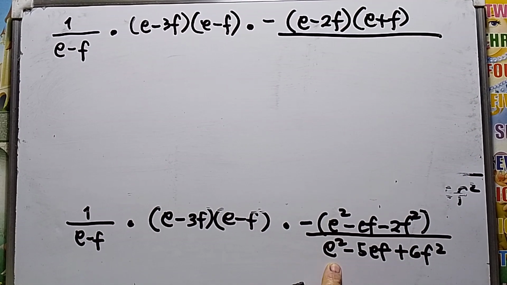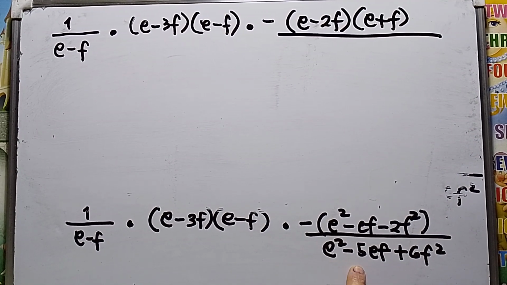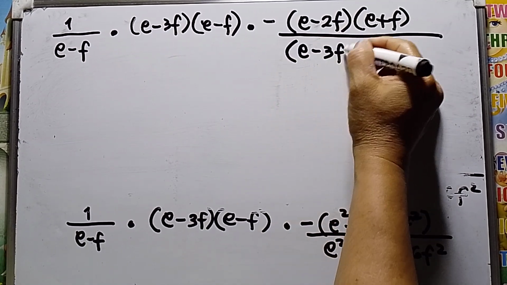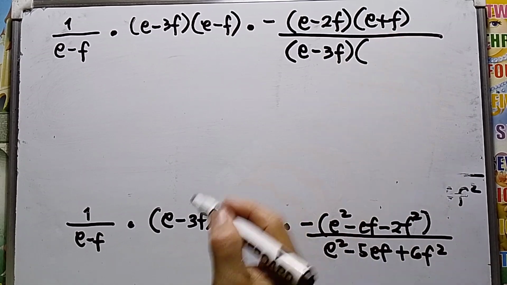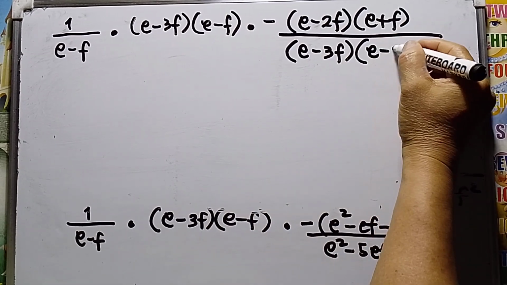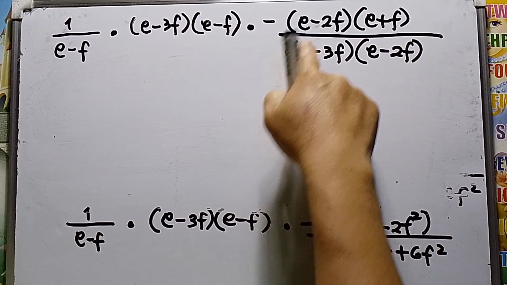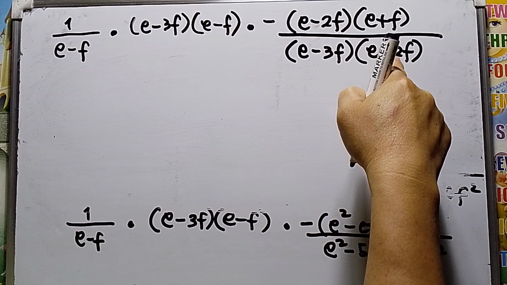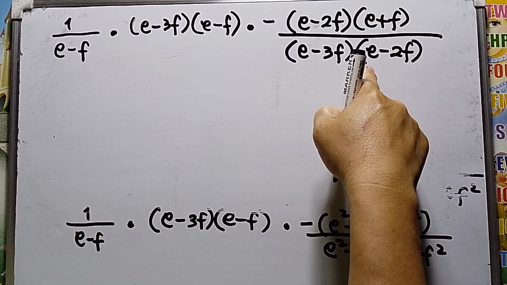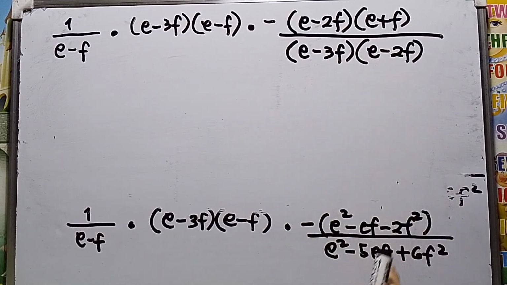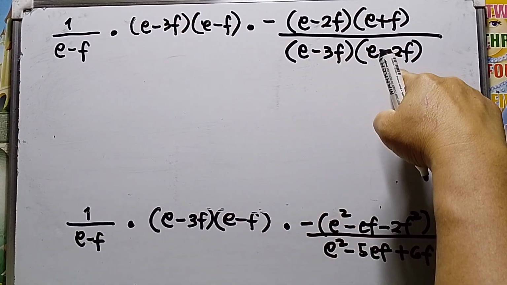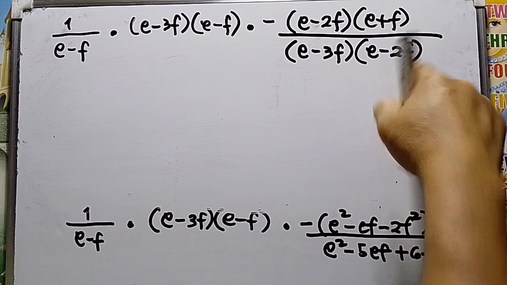So e squared minus 5ef plus 6f squared. So the factors are e minus 3f times e minus 2f. Let us check. This will be e squared, and then this will be minus 2ef, and then this will be minus 3ef, that will be minus 5ef, then 3f times negative 2f, that will be positive 6f squared, correct?